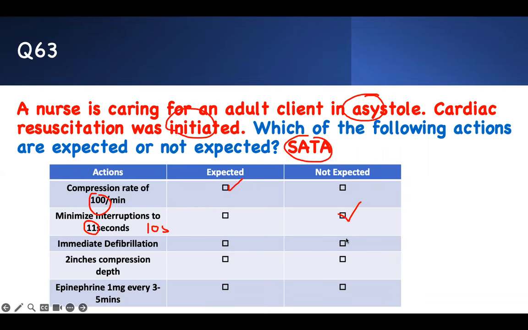Immediate defibrillation. You don't need immediate defibrillation. 2-inch compression. Look at the buzzwords here. Adult client, 2-inch compression depth, at least. If you don't go at all, at least 2 inches for a younger one. So this is not indicated. Epinephrine 1 milligram every 3 to 5 minutes. That's what we use for asystole. So this is expected. This is not expected.